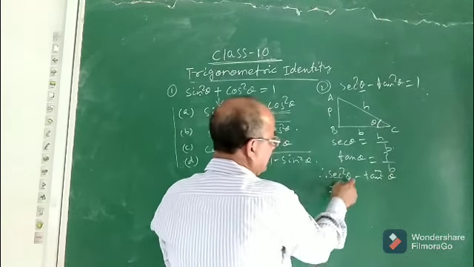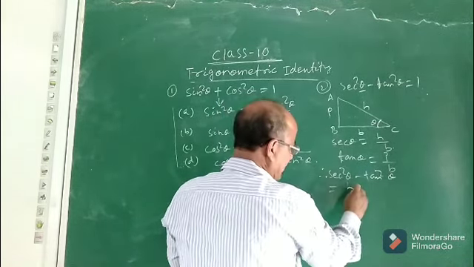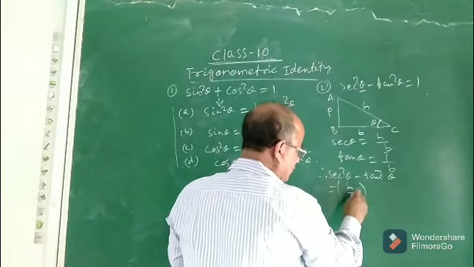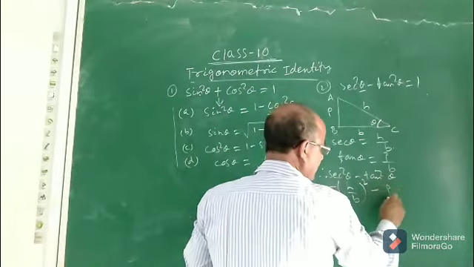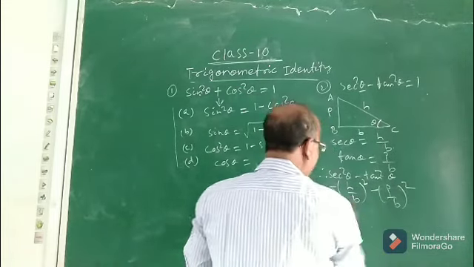In place of sec square theta, you write H by B whole square. Then for tan square theta, take the whole square of P by B.